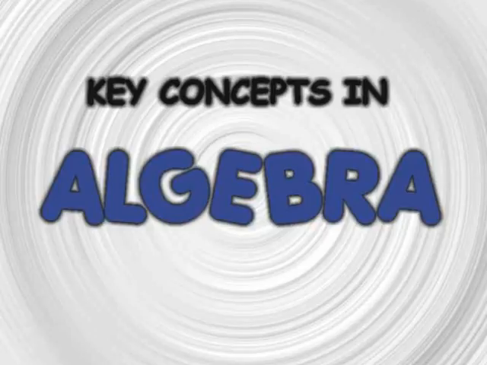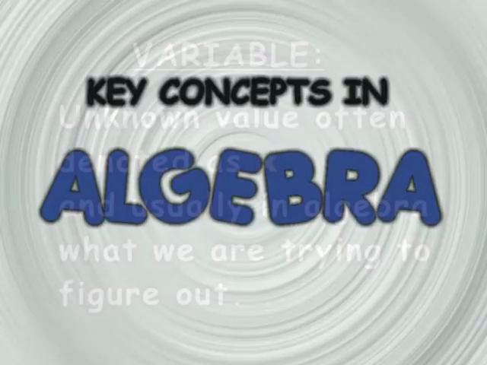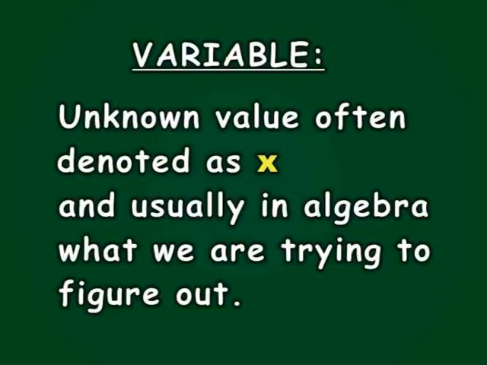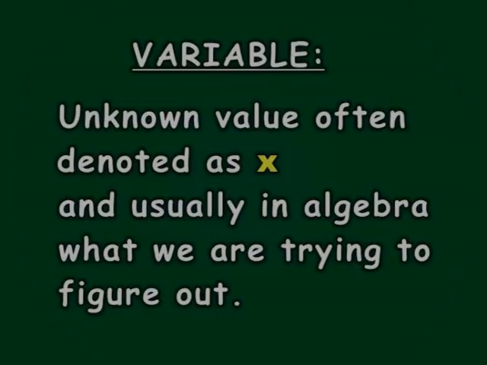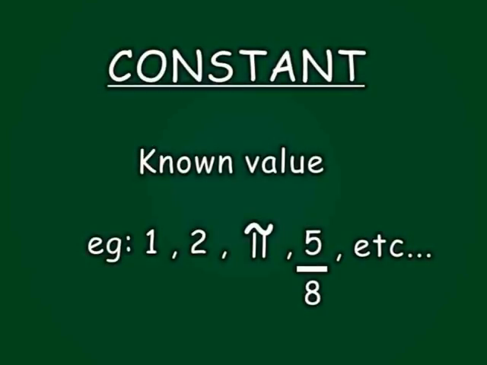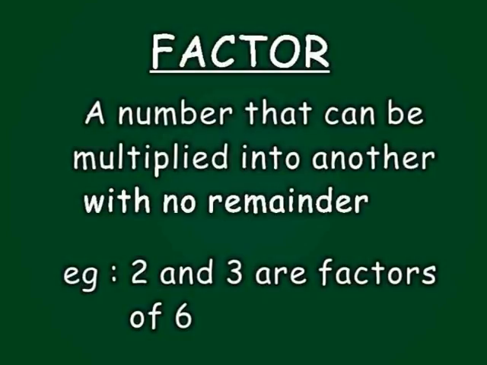Let us begin by looking at a few basic concepts. Variable. A variable is an unknown value, often denoted as x, and usually, in algebra, what we are trying to figure out. Constant. A constant is a known value, for example 1, 2, pi, 5 over 8, etc. Factor. A factor is a number that can be multiplied into another number with no remainder. Example, 2 and 3 are factors of 6.